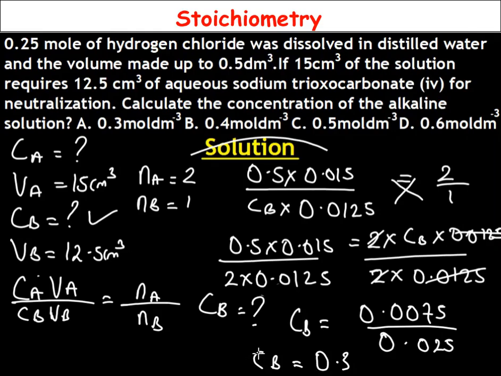Now, the unit of the concentration is in mole per dm cube or molar. So with this now, what is the correct answer? Option A, 0.3 mole per dm cube. I hope you've learned how to calculate stoichiometry.